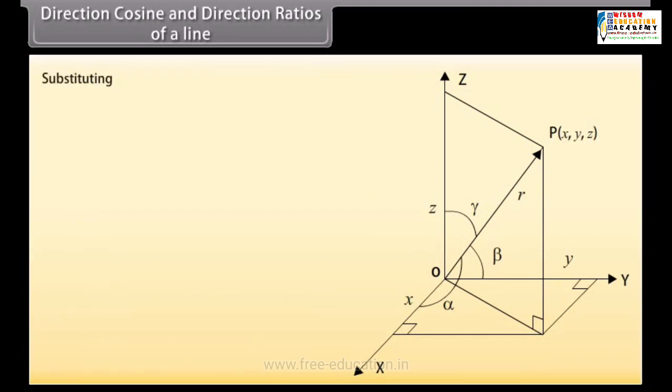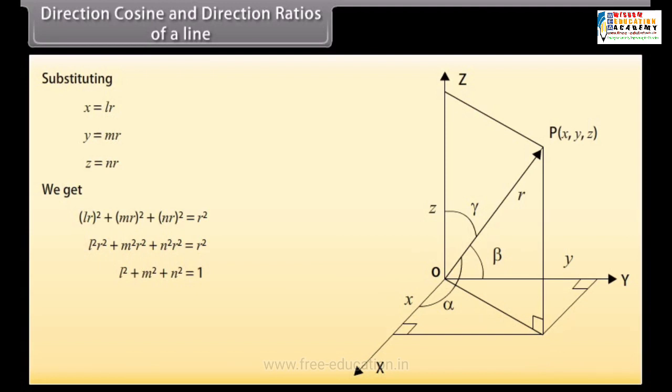Substituting x equals lr, y equals mr, z equals nr, we get lr square plus mr square plus nr square equals r square. l square r square plus m square r square plus n square r square equals r square. l square plus m square plus n square equals 1.